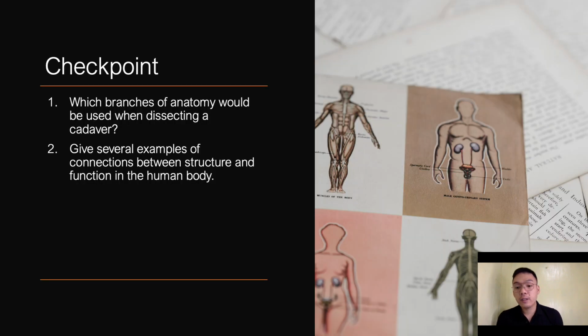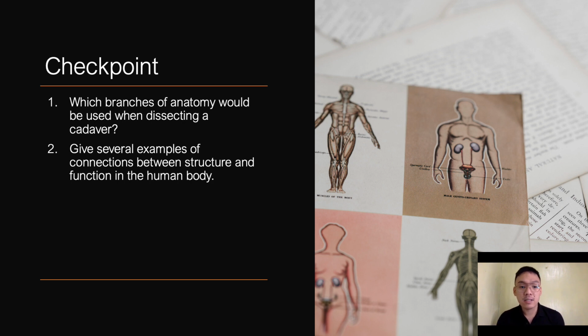We have here different questions that are being answered by the end of this presentation. The first question: which branches of anatomy would be used when dissecting a cadaver? And second, give several examples of connections between structure and the functions of the human body. Make your answers concise.